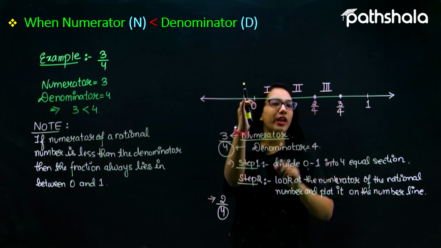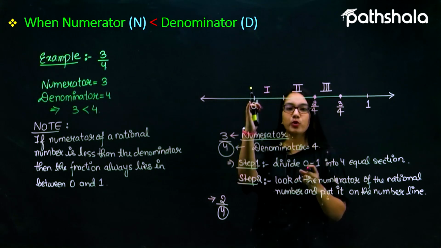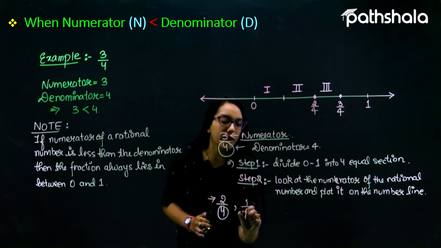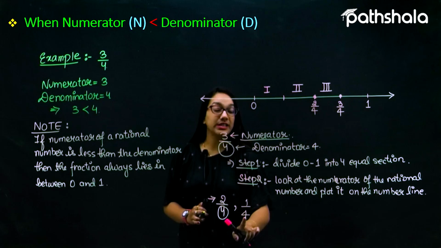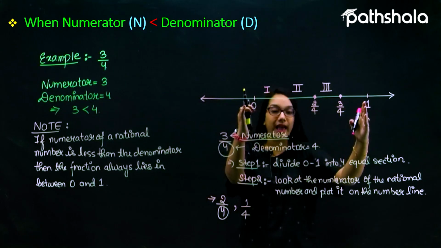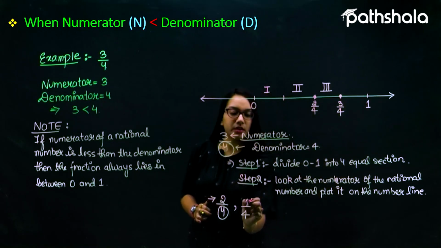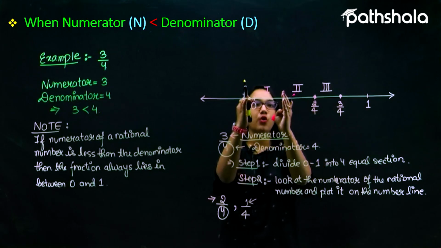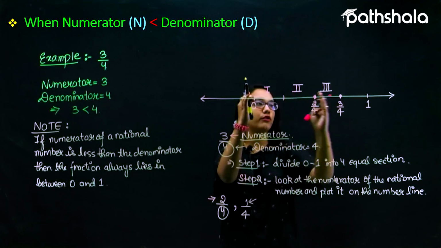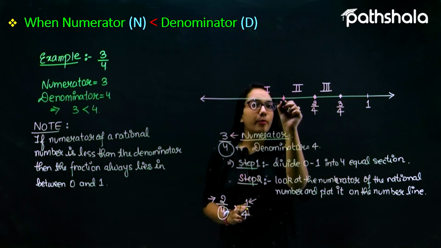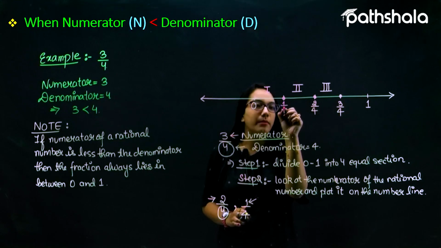In the same sense, let us suppose I'm talking about the number 1 by 4. Now 4 is in the denominator, so we have to divide 0 and 1 into 4 equal sections again, and further see the numerator is nothing but 1, so we have to see the first section only. The first section out of the 4 sections ends at this particular point, and this is called the point 1 by 4.